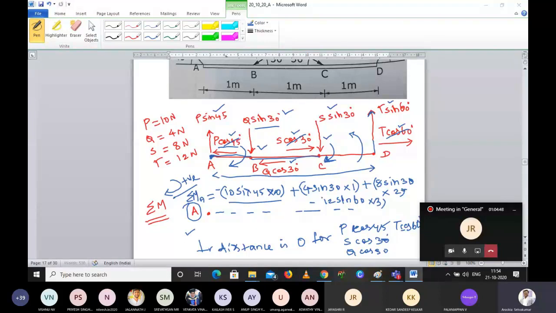So this is the way you have to calculate moment. Okay, please take a note of it. So now you can go through our notes and then you can learn it.